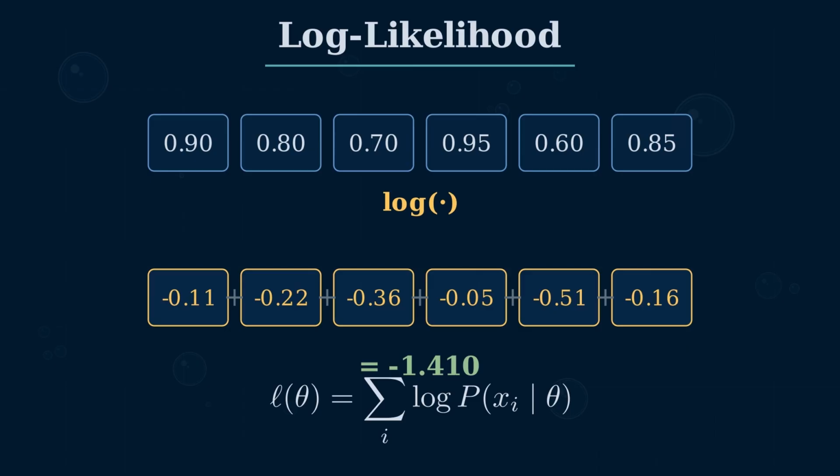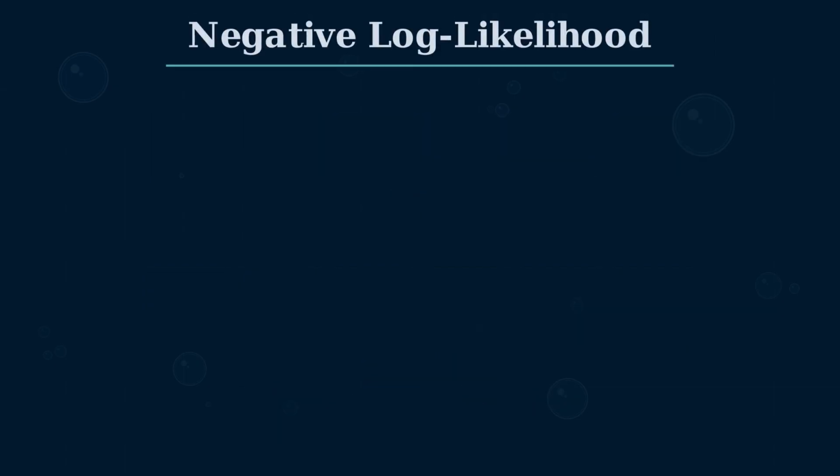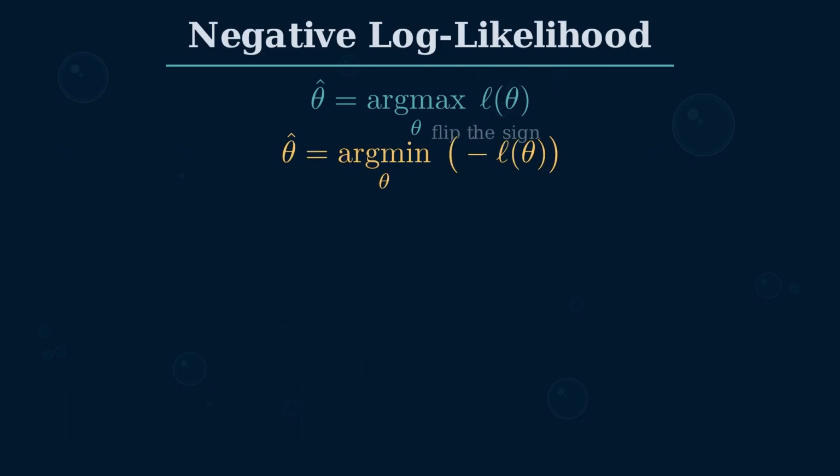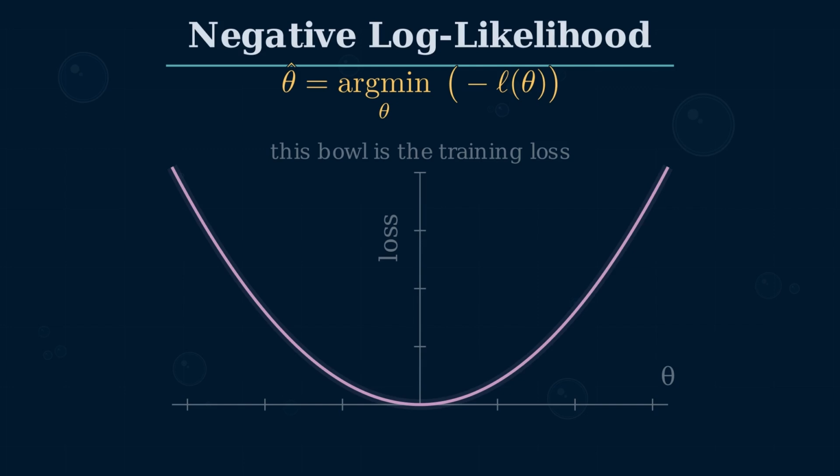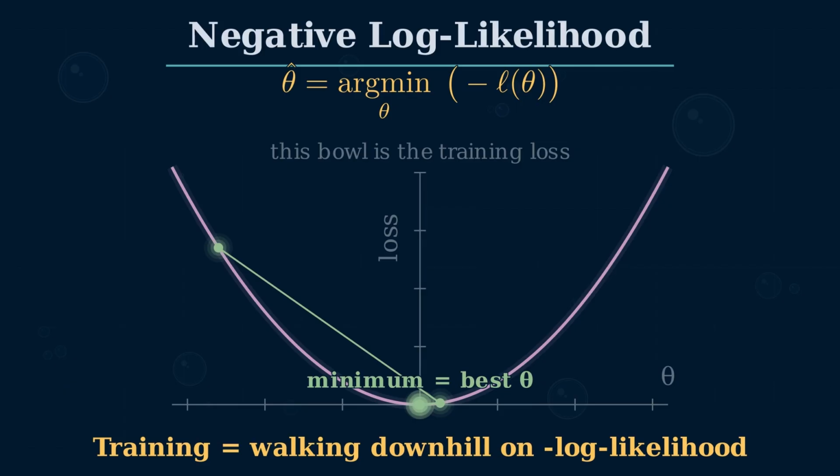Flip the sign and the objective becomes a loss. Machine learning frameworks are built to minimize loss, not maximize anything. So flip the sign. Maximizing log likelihood becomes minimizing negative log likelihood. Picture that negative log likelihood as a bowl-shaped landscape. Training a model means walking downhill on this bowl step by step until you reach the bottom. The parameters that made the data most probable. That descent is gradient descent. The bowl is the loss. The bottom is your answer.